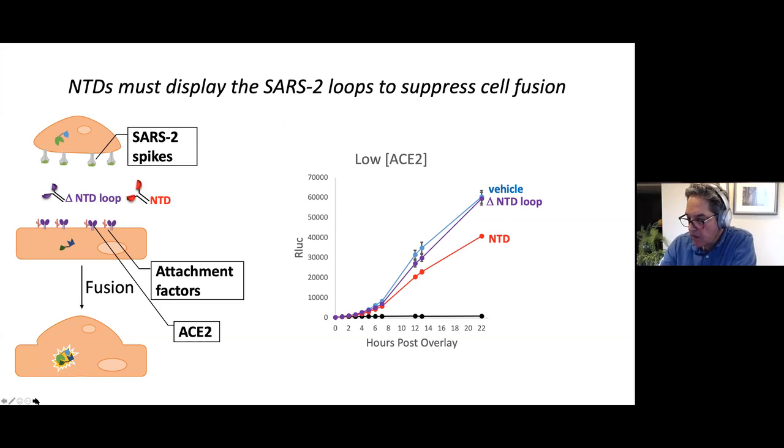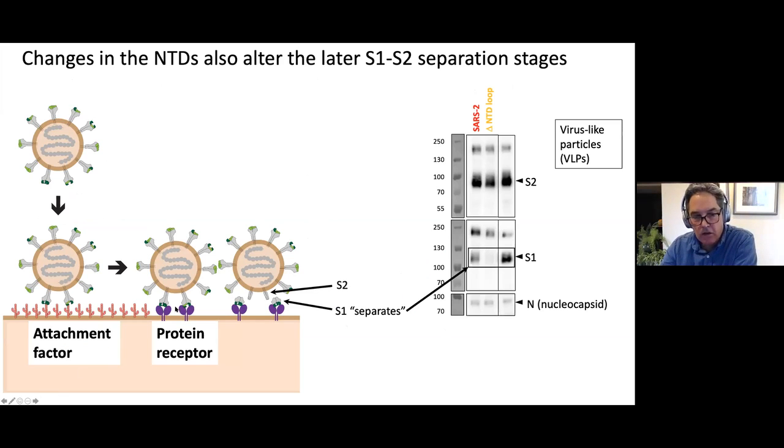But what both Enya and I found more interesting is that these changes in the NTDs also altered the later stages in the virus entry process. So I take you through the later stages of the virus entry process at the left, and you can see in the Western blot data at the right that the delta NTD viruses have a particular propensity to shed their S1 from the transmembrane S2.